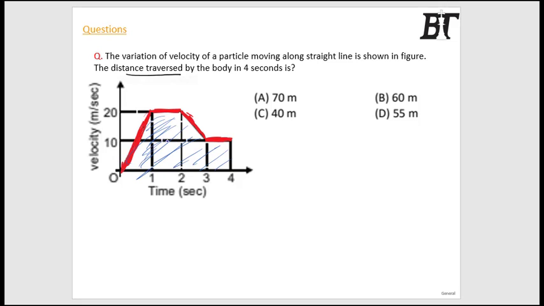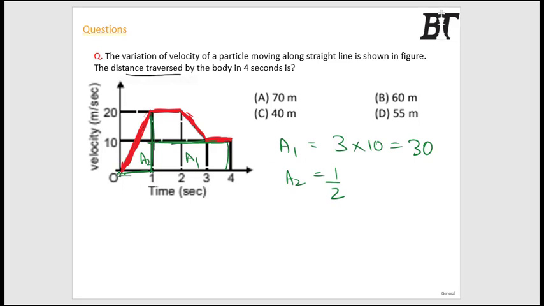Obviously we don't have a direct formula for such strange objects, so what we can do now is divide this entire area into several shapes such that we will be able to write down the answer. Toh ek shape main le leta hoon, ye poora rectangle, iska area mere ko likhna aata hai, isko A1 call karte hain. A1 would be equal to base, this base is 3, 4 minus 1, 3 into height 10, that is 30. Similarly area 2 I have taken to be this triangle, and therefore this area 2 would be half into base, base iska 1 hai, into height, the height is 20, this gives me 10.